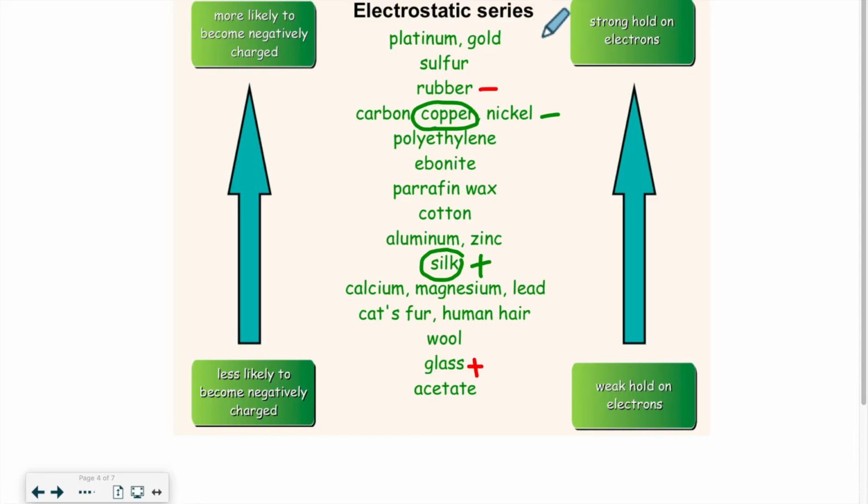It's which substance tends to gain electrons, which substance tends to lose electrons, and therefore which one will become positively charged and which one will become negatively charged after the fact.